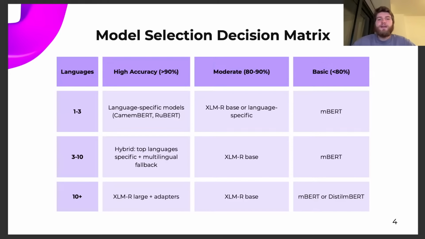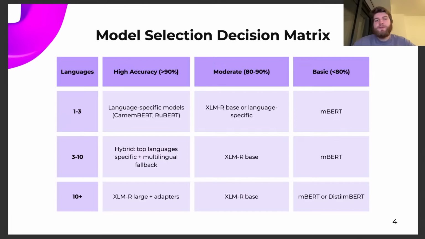When you have 3 to 10 languages with moderate to high accuracy requirements, you're in hybrid territory. Use language-specific models for your top 2 to 3 languages by traffic and a multilingual fallback for the rest. For more than 10 languages, or when accuracy requirements are moderate, around 80-85%, a single multilingual model like XLMR is usually the pragmatic choice. The operational complexity of maintaining 10 plus models definitely outweighs the accuracy benefits. For all low accuracy requirements below 80%, mBERT is often sufficient and gives you better latency and lower cost than XLMR.